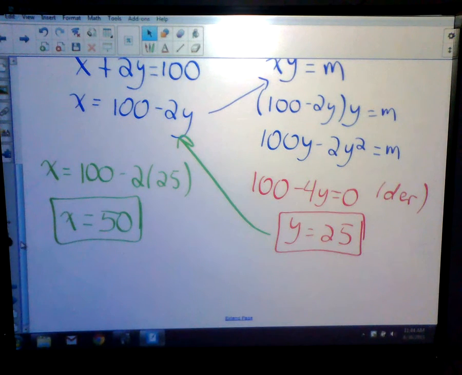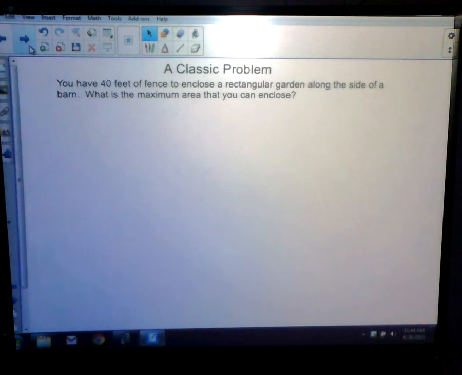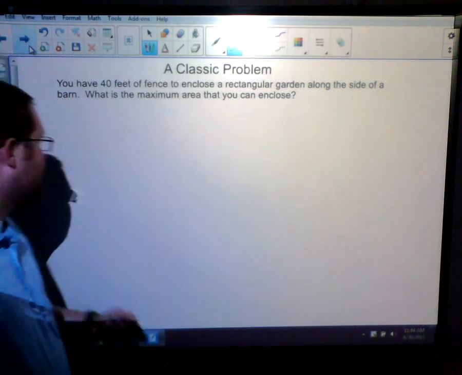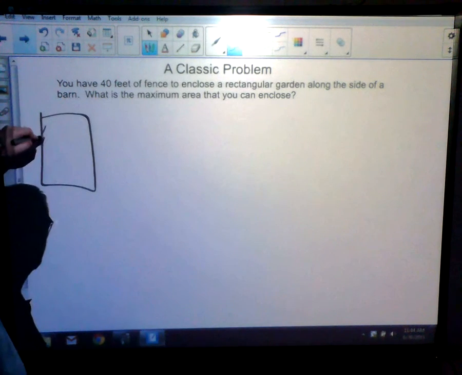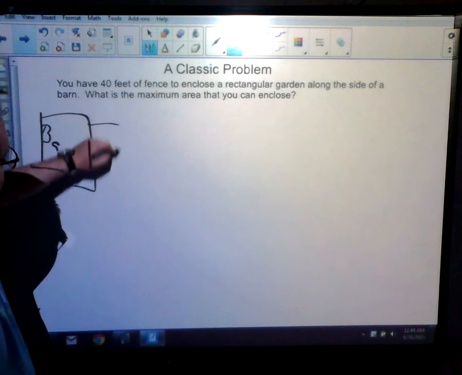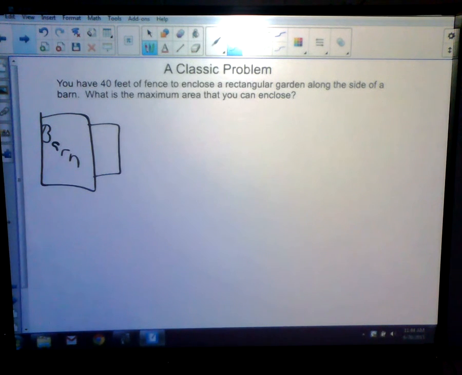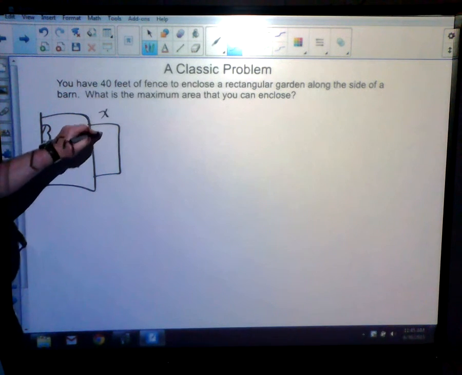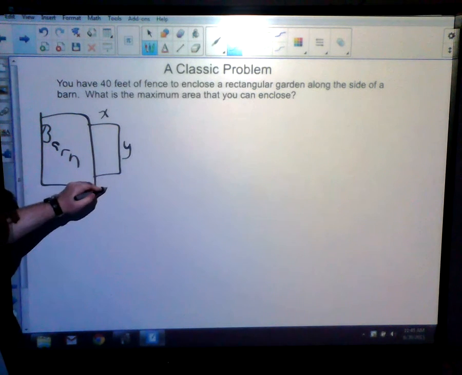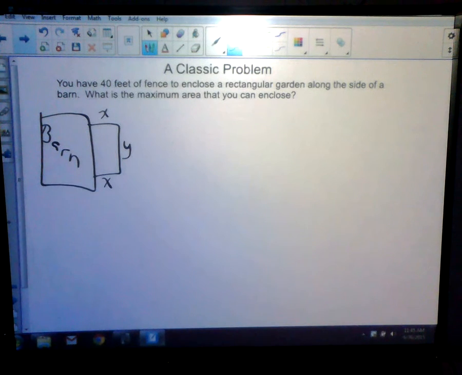Let's keep going with more practice problems. This is the classic problem that you would see in a textbook. You have 40 feet of fence to enclose a rectangular garden along the side of a barn. What's the maximum area you can enclose? So let's draw a picture. Here's my barn. And here's my fence. What's special about this fence is it only has 3 sides. Why is that? Because the 4th side is up against something. Let's call this side x, this side y, and this side x again because it's a rectangle.